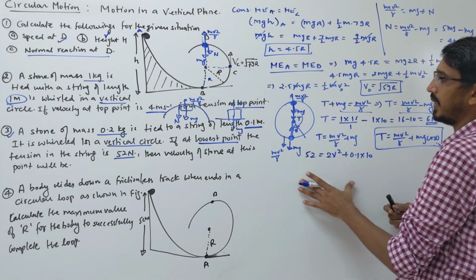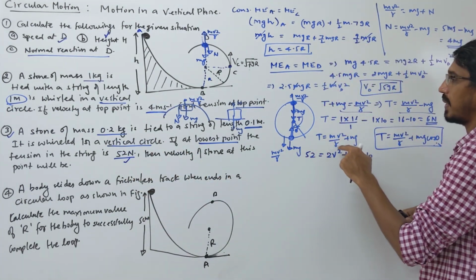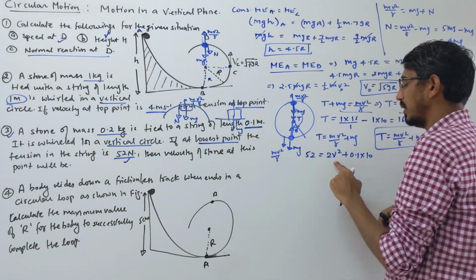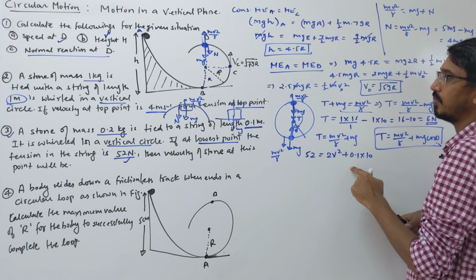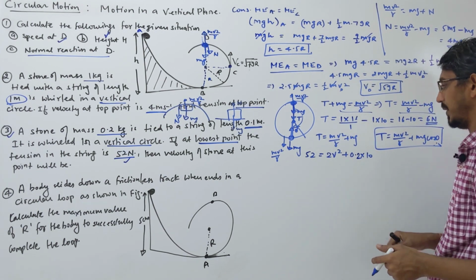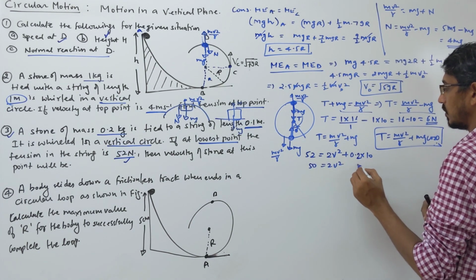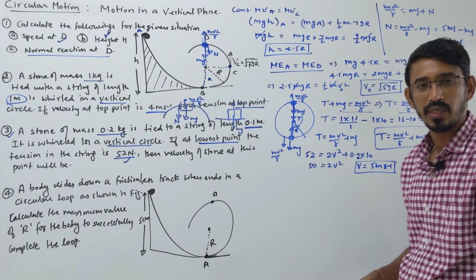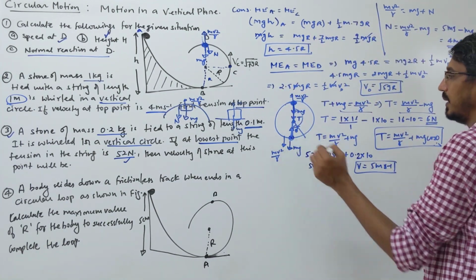So once more, if I did something wrong, look here: tension is given 52 Newton, yes, 52 only. And mv square by r: mass is given 0.2 kg into v square by length, given 0.1. So this becomes simply 2v square, since 0.2 by 0.1 is 2. Mass is given again, here I made a mistake, mass is given 0.2 actually, into g. So this becomes 52 minus 2, which means 50, is equal to 2v square. So simply v becomes 5 meter per second, because 50 by 2 is 25, and the root becomes 5. So that will be the velocity at the lowest point in this circle, right? Okay.